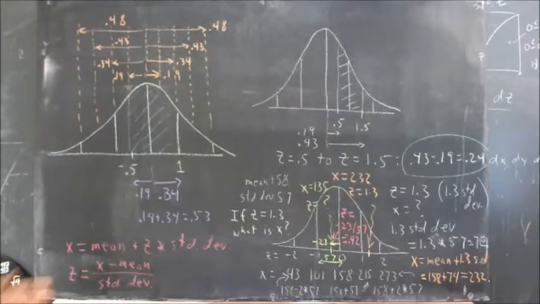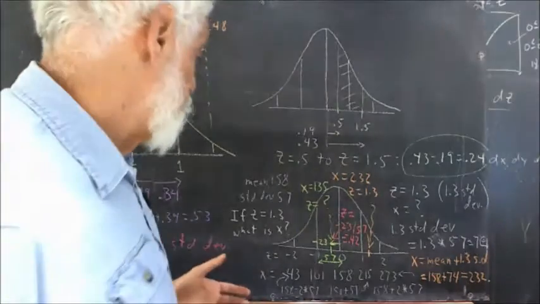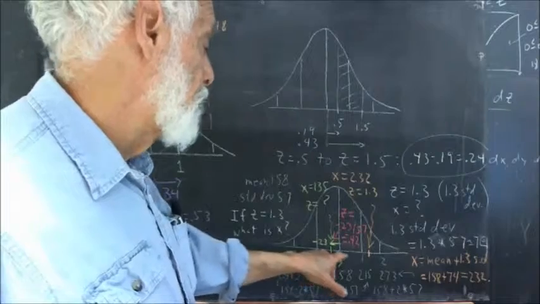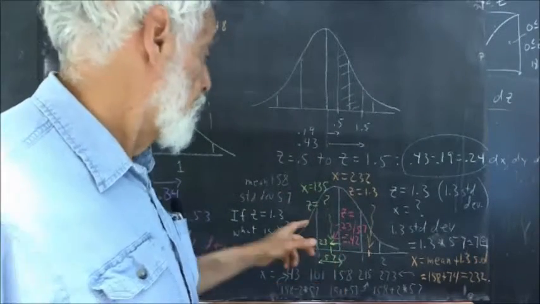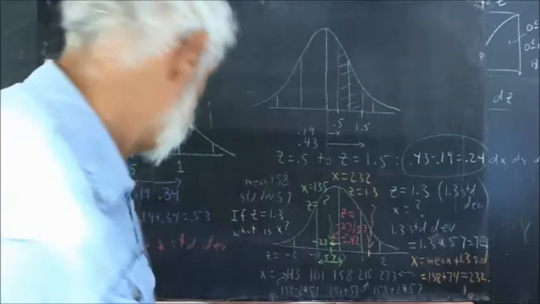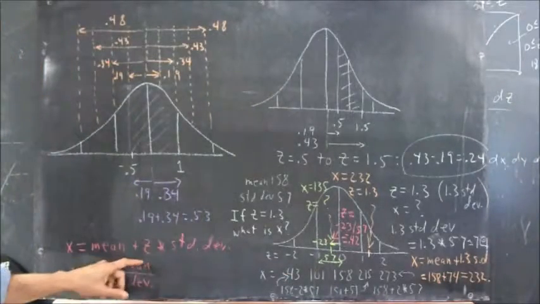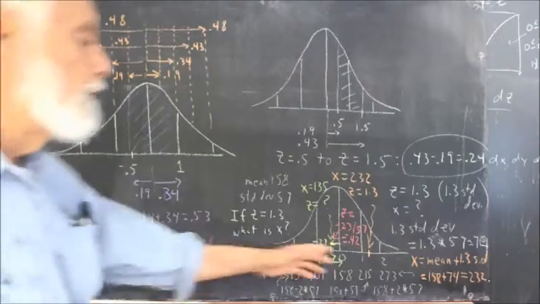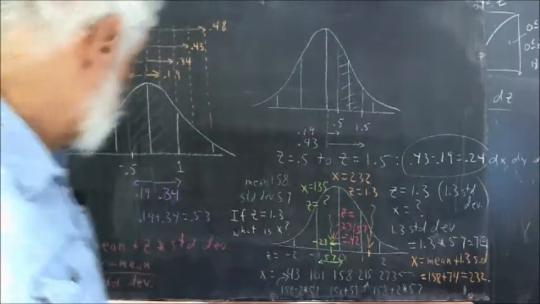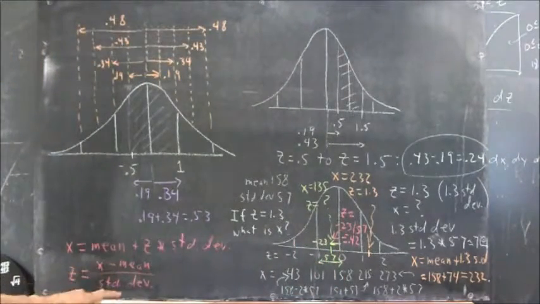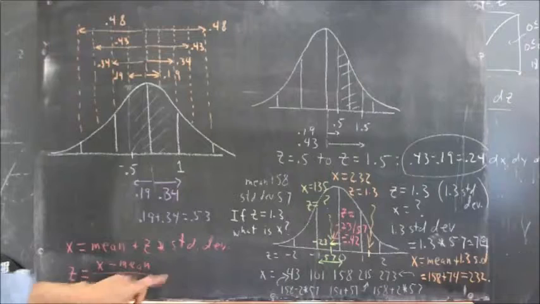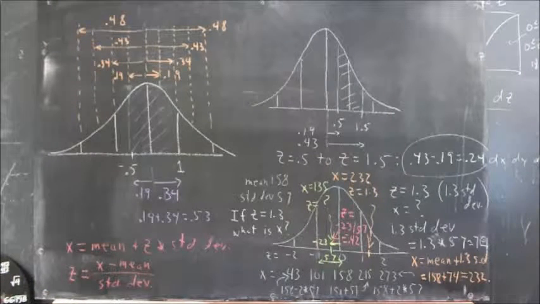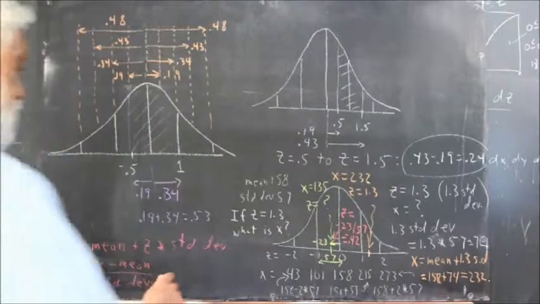Now, back to this, what did we do? We did the x value minus the mean. If we do 135 minus 158, we're going to get negative 23. Okay, so x minus the mean tells us how far and in what direction we are from the mean. And if we divide that by the standard deviation, it gives you the z value.